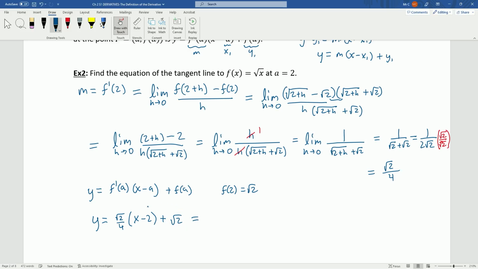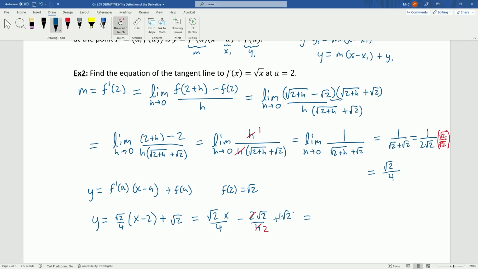Now I am going to simplify this expression for the line a little bit. By distributing this out, I get the square root of 2x over 4 minus 2 root 2 over 4 plus root 2. Okay, so 2 over 4 is 1/2. And that should have just been root 2, not root 2 over 2.